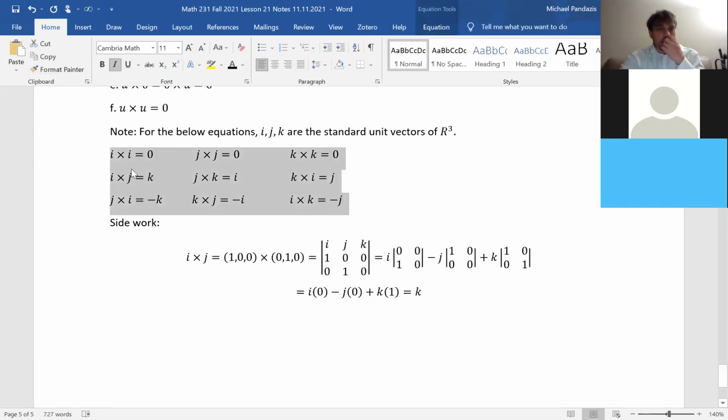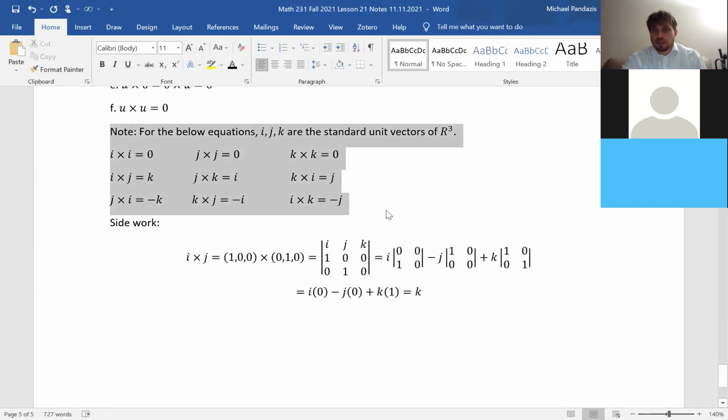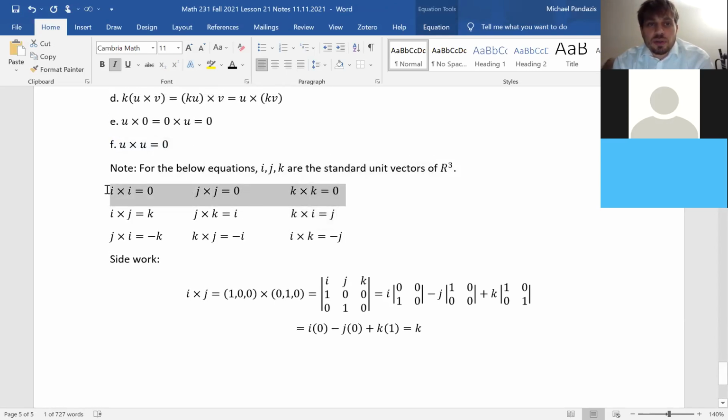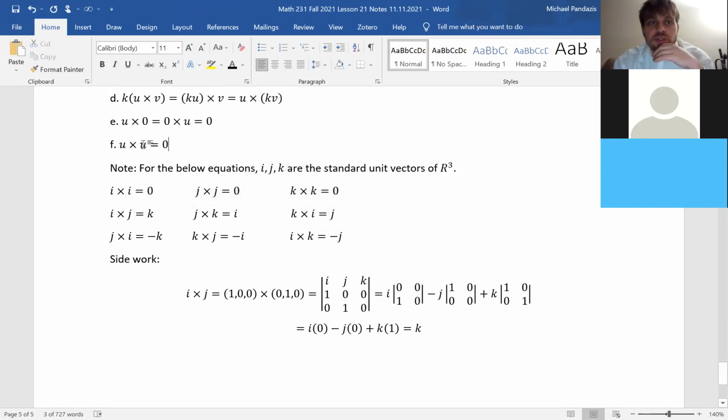The point of what I'm going to do now is to show a quick way to remember all 9 of these equations. Before I go to the whiteboard, let's look at the first row. We know that the cross product of a vector with itself is 0. So I cross I is 0, j cross j is 0, and k cross k is 0, from the property that u cross u is 0 for every vector u. So you know that without having to remember anything. If you remember this property, then you know these 3 equations as a byproduct.